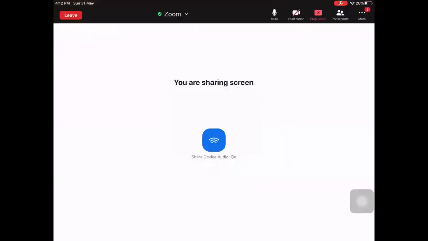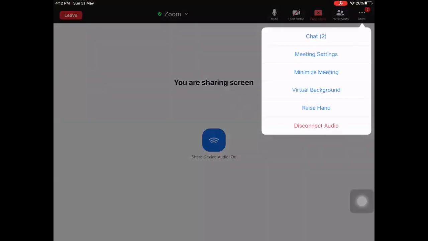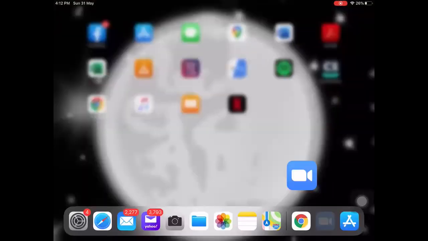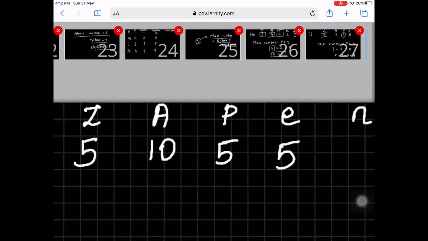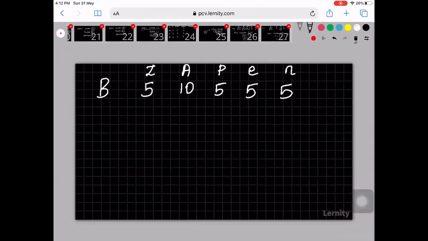Students are saying 5. Yes, students, very good. The number will be equal to 5. Clear? It will be 5. Very good.